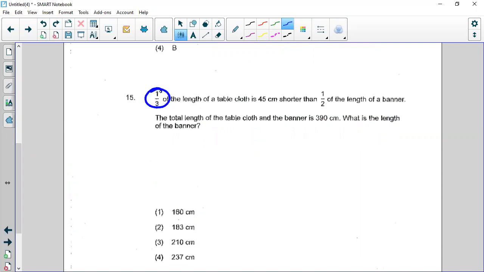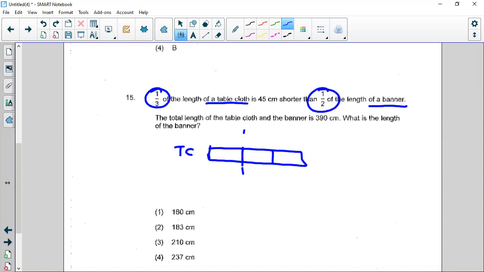For example, 1/3 of the tablecloth. Do you know how to draw this part of the sentence? The tablecloth has 3 boxes, something like that. So one box is 45 cm shorter than half the length of a banner. The half is talking about the banner. So how do we draw that 45 cm shorter? It will look something like this.